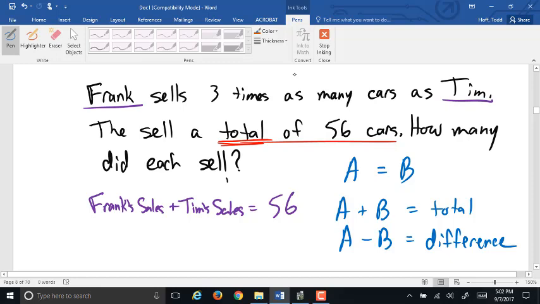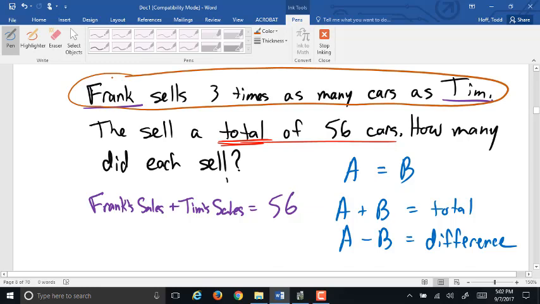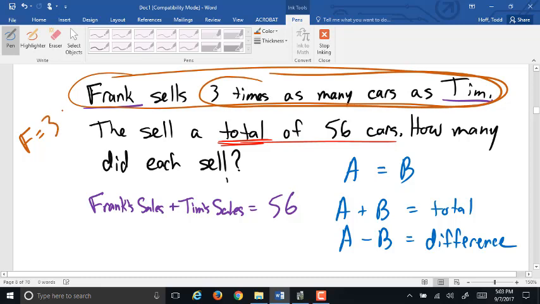Looking at this right now, though, we would have 2 variables, Frank and Tim's sales. We can't deal with that. We can only solve equations with 1 variable. So there has to be a relationship between Frank's sales and Tim's sales. And that's right here. Frank sells 3 times as many cars as Tim. If I were going to express that, I would say Frank equals what? Three x, 3t, whatever you want to express it, right? We'll call it 3t for Tim. Frank is equal to 3 times Tim.